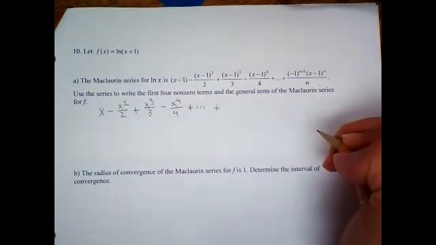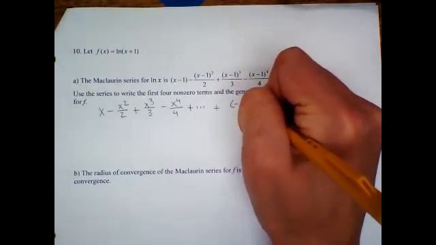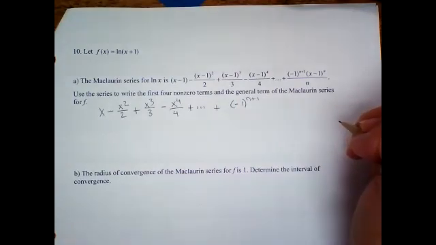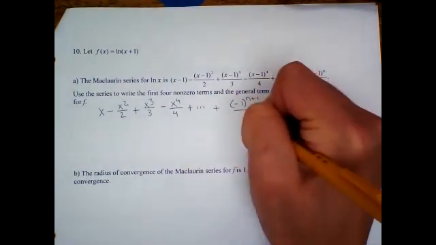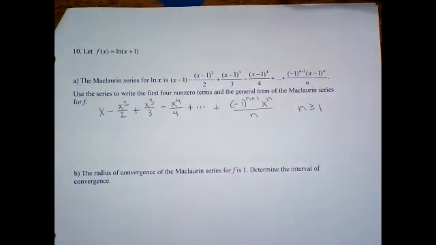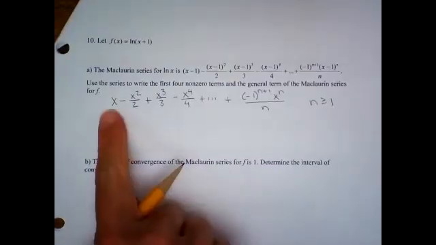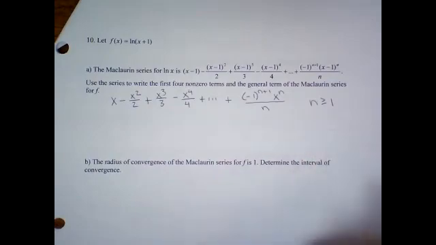And then we want the general term. So first of all, it's alternating. So we're going to have negative 1 to the n plus 1. We want all the even terms to be negative. And then we have x to the nth over n. And n is starting at 1 for this. So that's the first term, second term, third term. I just like to write that so I know whether I started at 1 or 0.